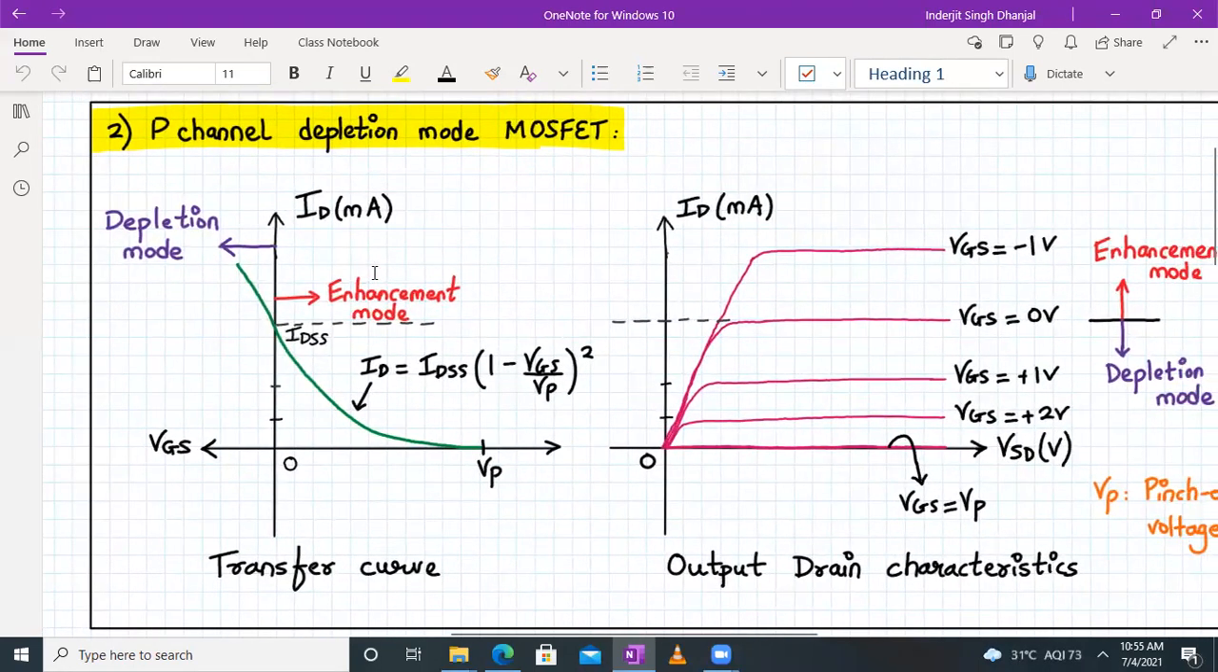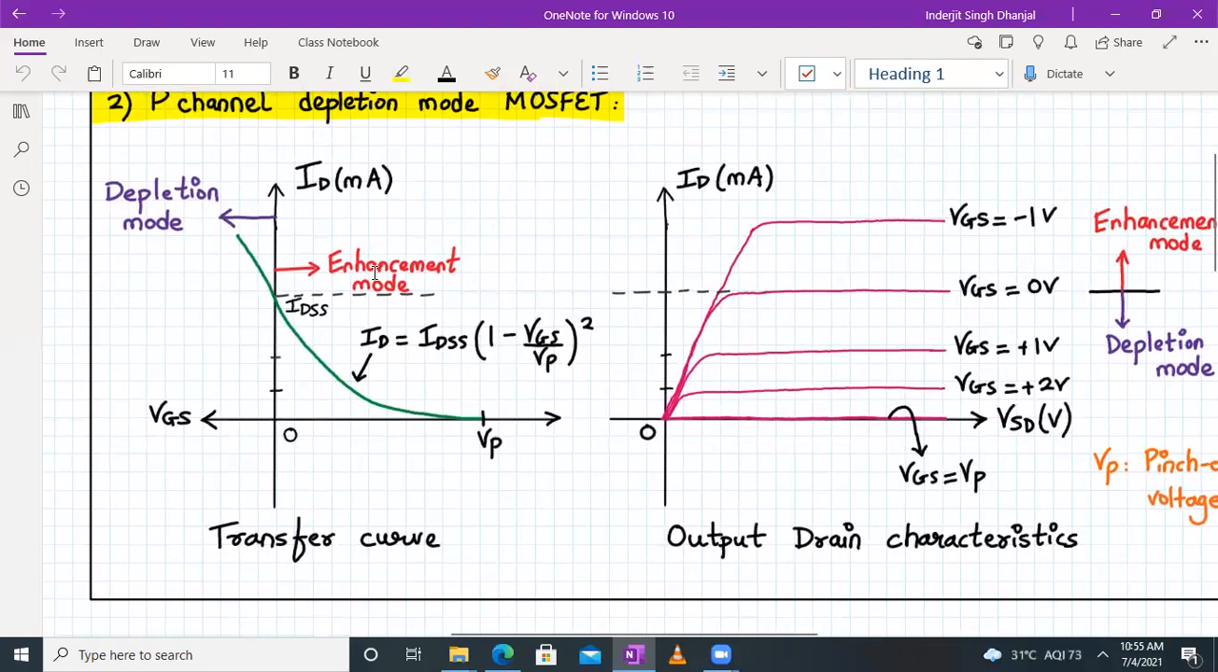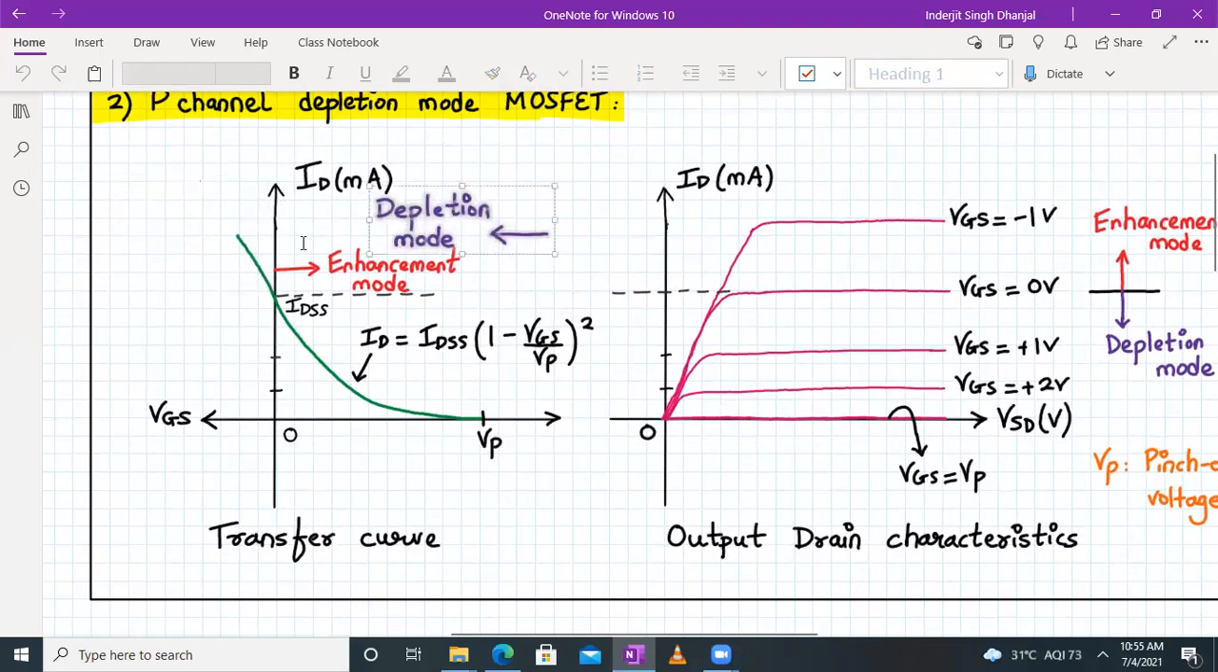Actually, it's the reverse, I guess. Over here, the positive values of VGS give us the depletion mode, and the negative values give us the enhancement mode. So I guess this is reversed. Let me change this. The enhancement mode will come on the left hand side, and the depletion mode will come on the right hand side for positive values.